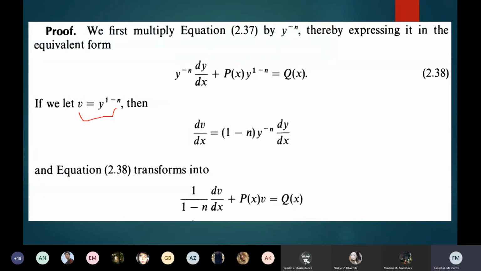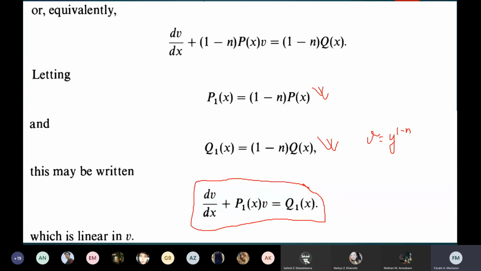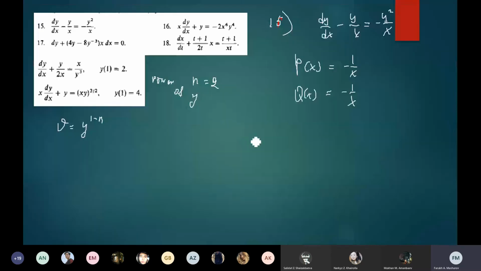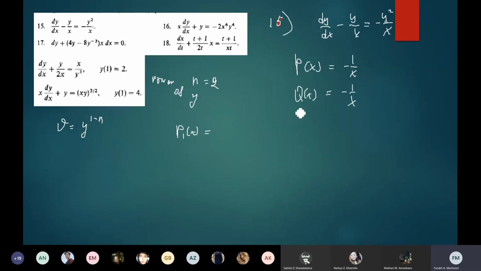As said in our lecture, v is equal to y to the power 1 minus n. We need to write here v equals y^(1-n). We also need to find P1(x). By this formula, P1(x) is equal to (1 minus n) P(x). So we write 1 minus 2, multiplied by minus 1 over x.